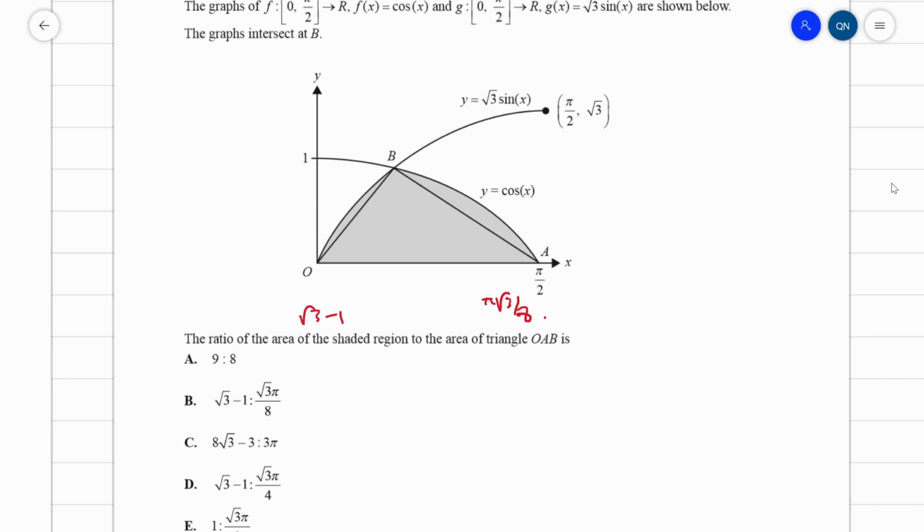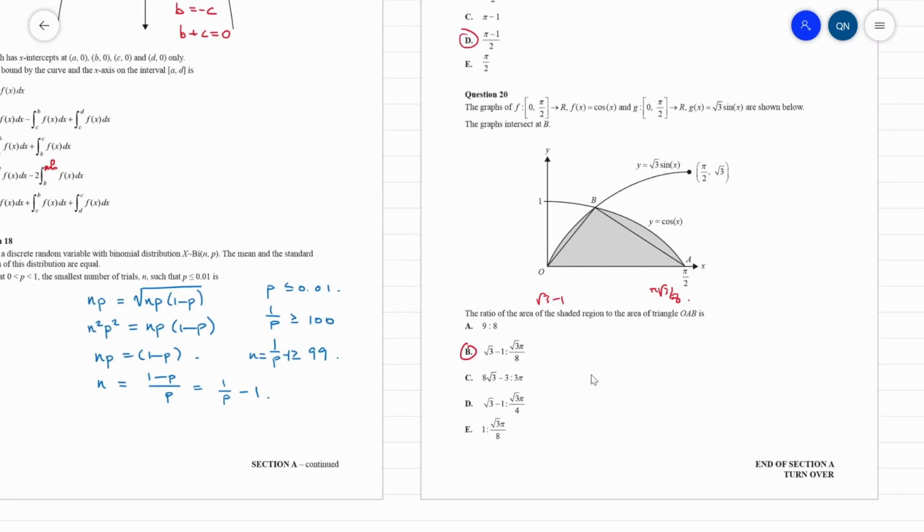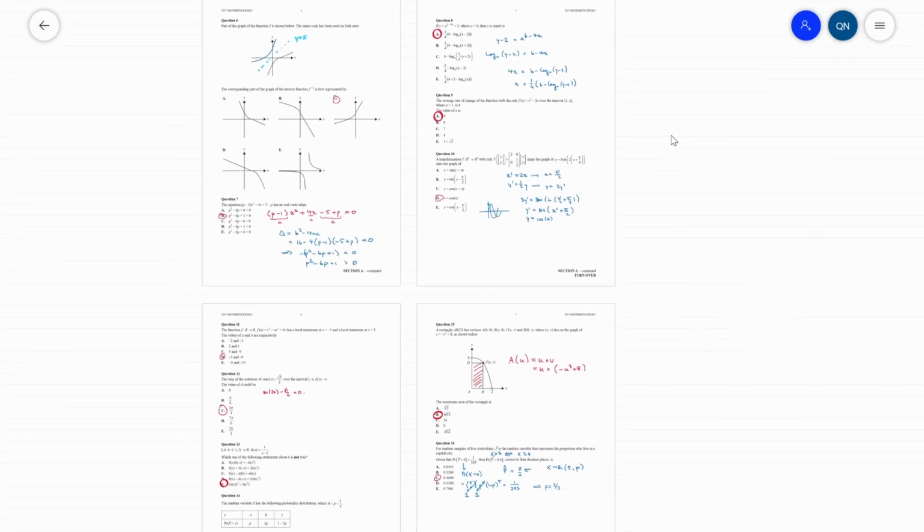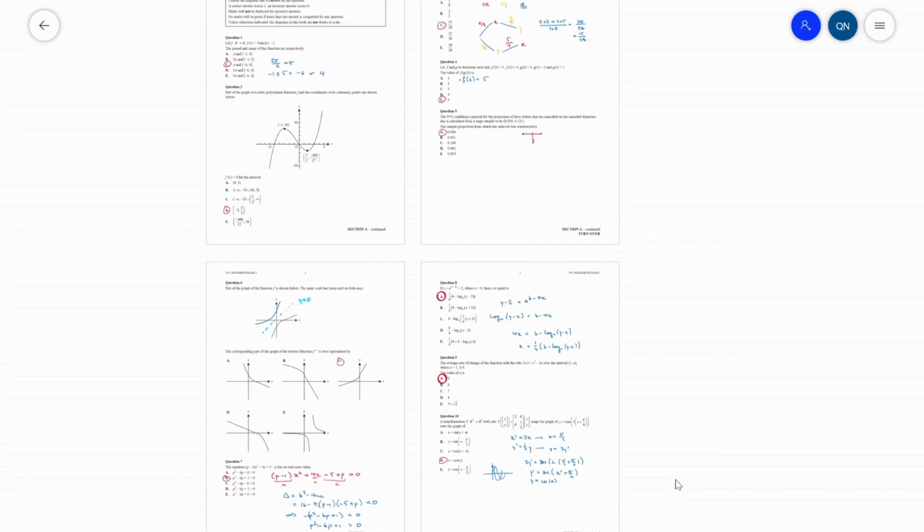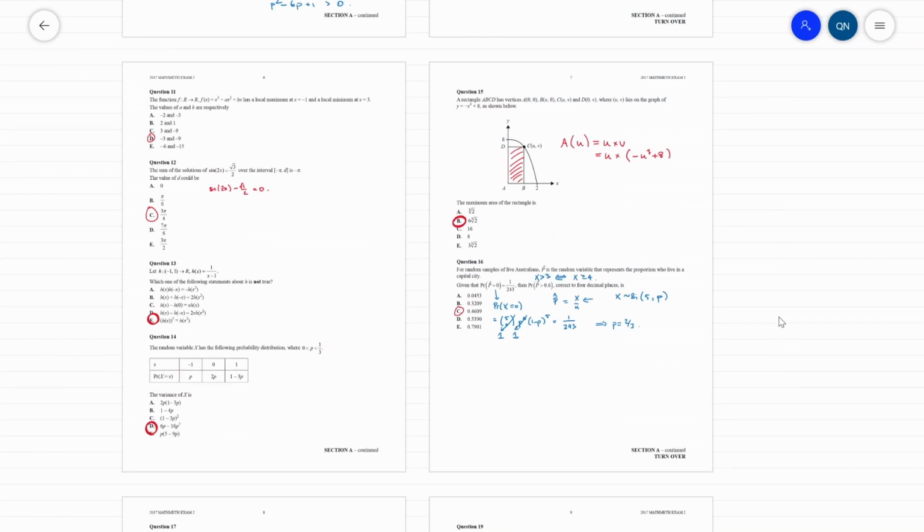So just looking at the answers, it's got to be B. Yeah, that should be right. Not too bad actually. It took a bit shorter for me to do than expected. But yeah, that's all for this exam.